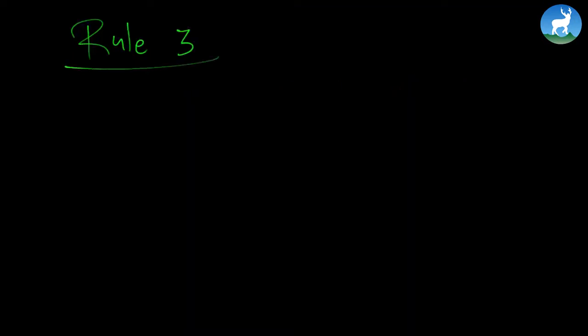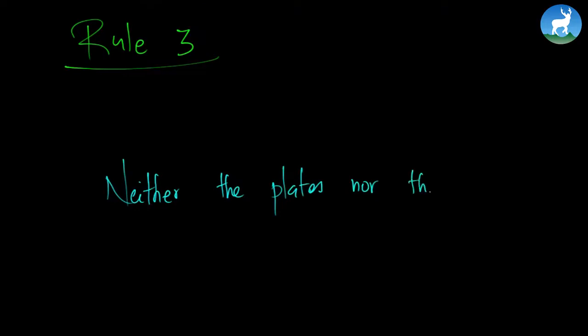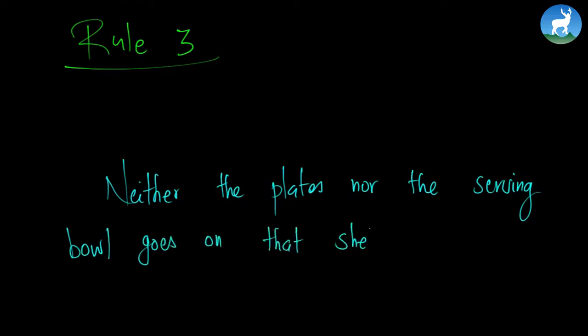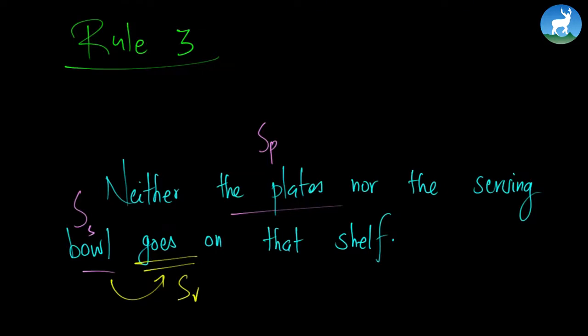Let's go to rule number 3. Rule number 3. Let me give you examples first. Neither the plates nor the serving bowl goes on that shelf. So this is the example. Now I guess you have already derived the rule. Let's look at the subject. This is what we call the plural subject. I'm writing SP for that. Bowl, this is a singular subject.